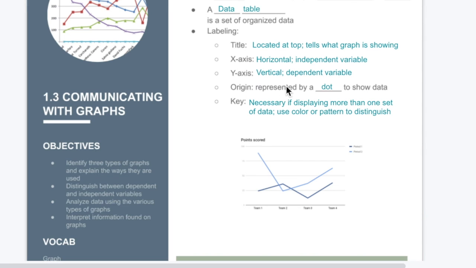The origin is represented by a dot to show data. And then the key is necessary if you're displaying more than one set of data. So here we have two different lines, and it labels what color means what. The darker one means period 1, and the lighter one means period 2.